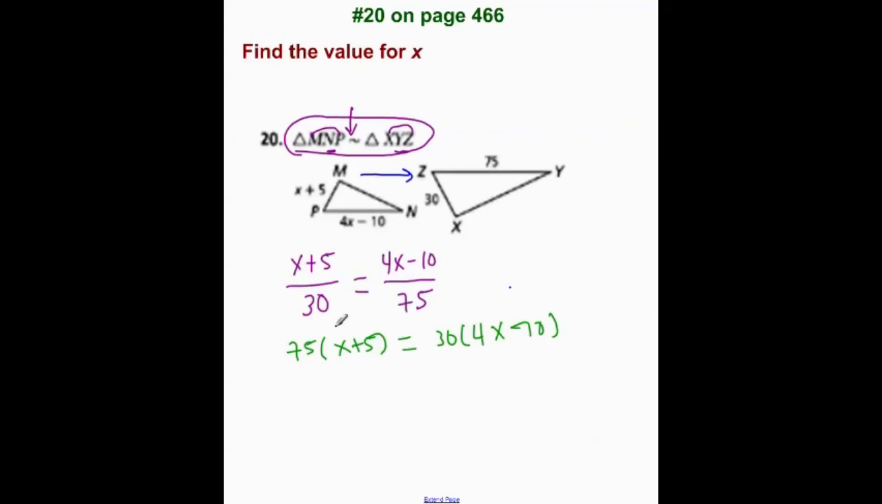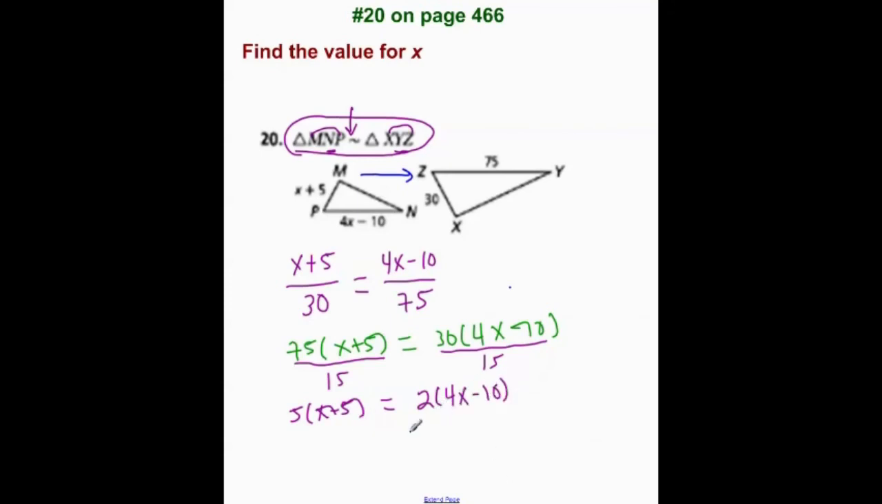And here we go. I got 30 over here, 75 over here. I don't like big numbers. I'm actually going to divide by, it looks like 15 goes into both of them. So I'm going to divide both sides by 15 because I don't have a calculator handy. You guys with calculators, knock it out. So that just turns into a 5 times x plus 5 is equal to 2 times 4x minus 10.